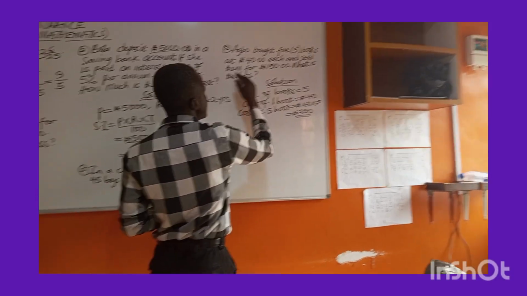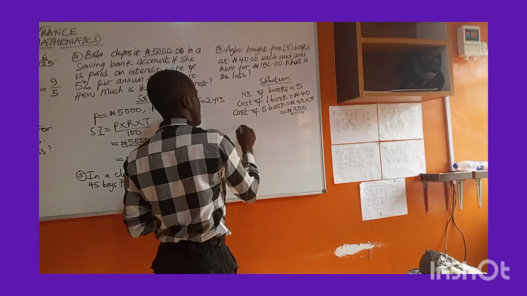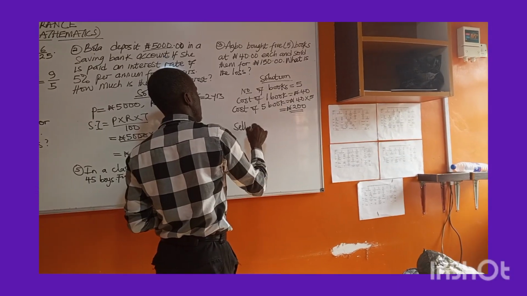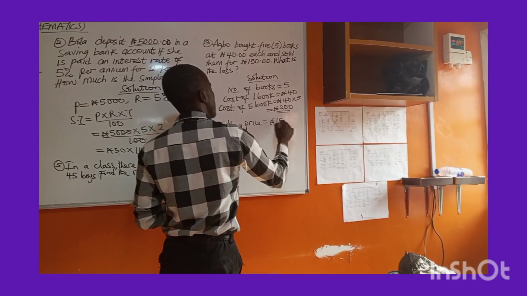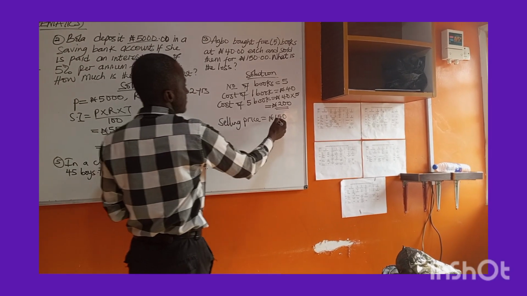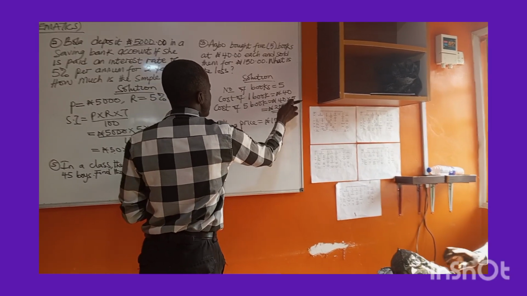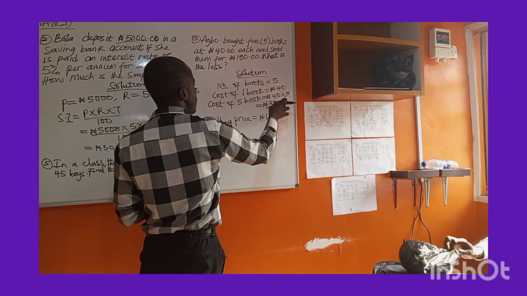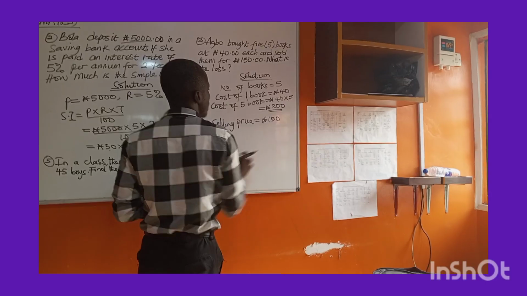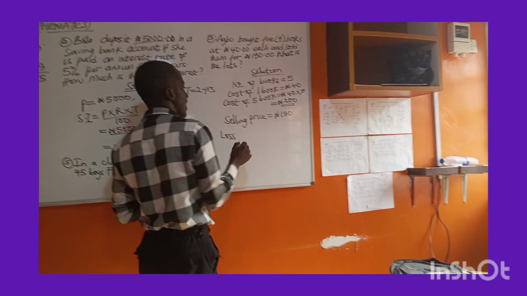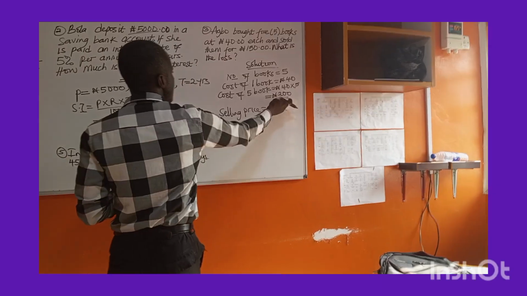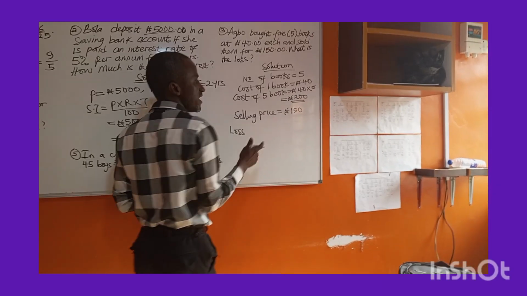Now we are told that he sold them for 150 naira. That is the selling price. You can see that the selling price is less than the cost price. He bought the 5 books for 200 naira and he sold them for 150 naira. So we know that when the selling price is less than the cost price, we experience loss.